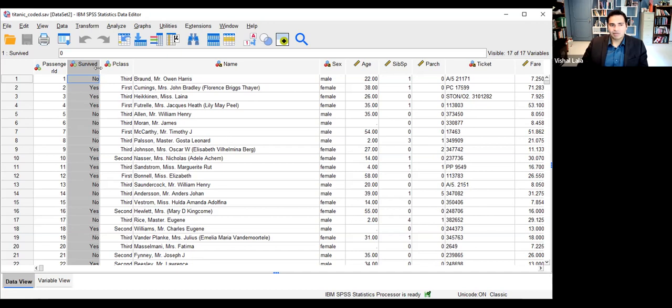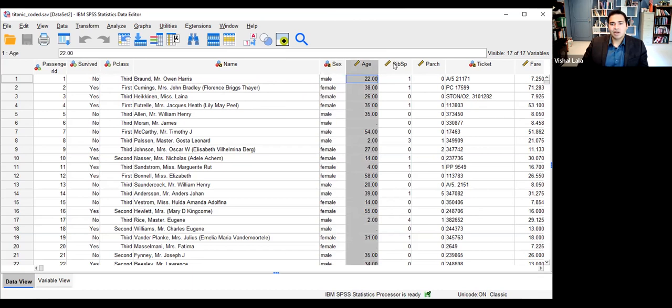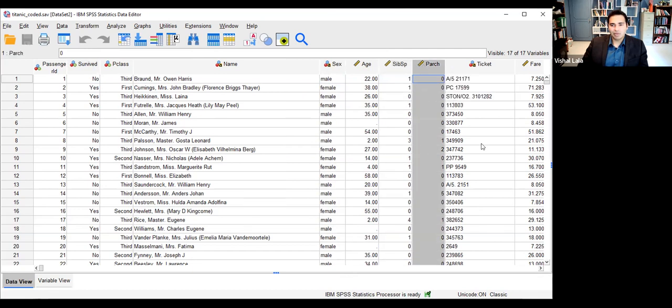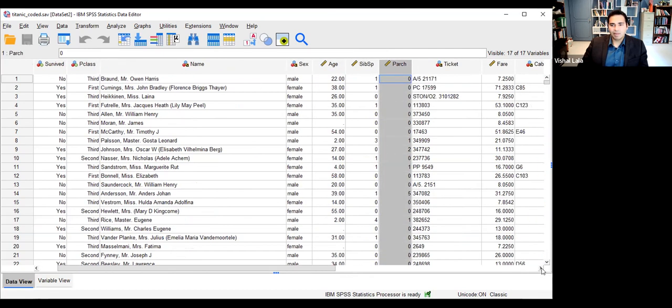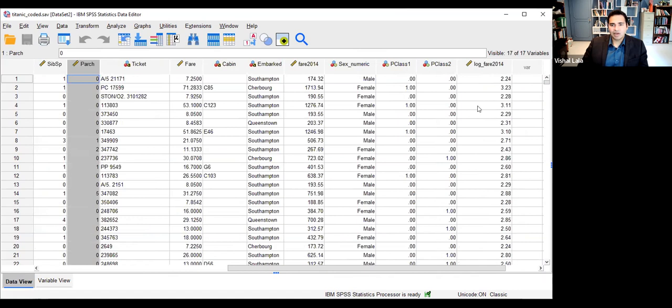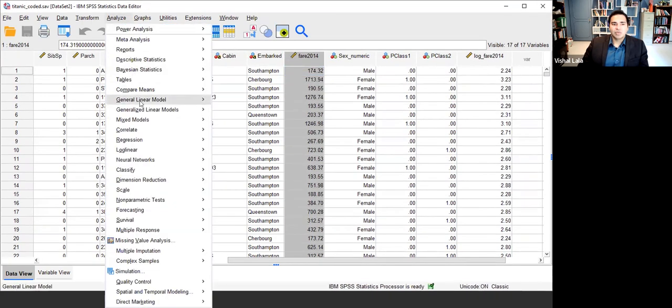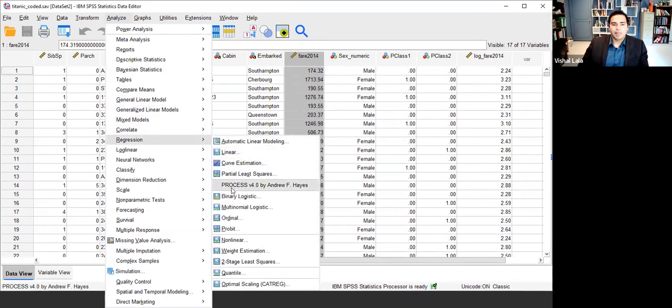We want to again predict survival aboard the Titanic, a binary outcome, based on the gender of the passenger, their age, number of siblings or spouses on board, number of parents or children on board, and the amount they paid for their ticket in 2014 prices. Okay, let's run this thing.